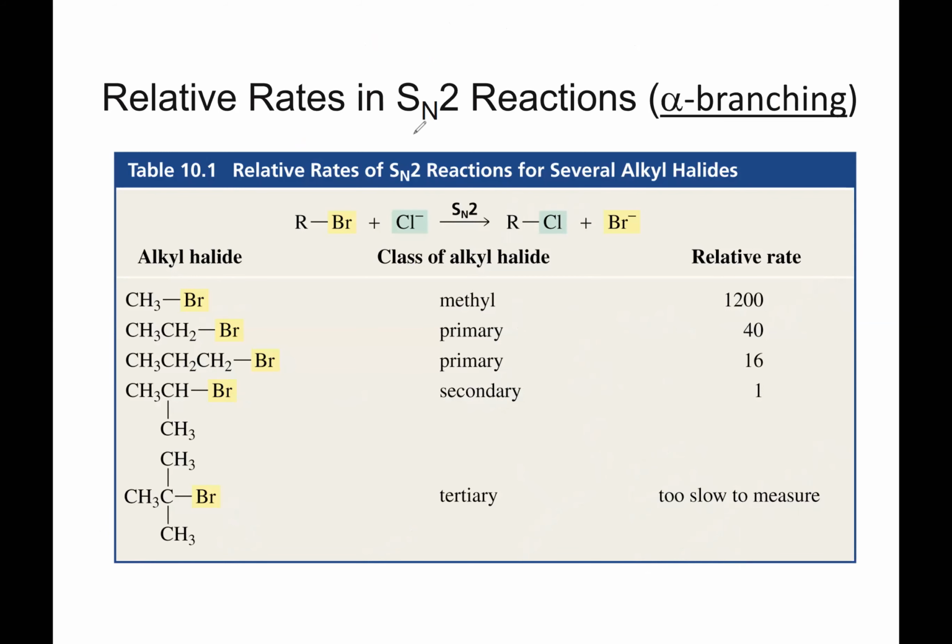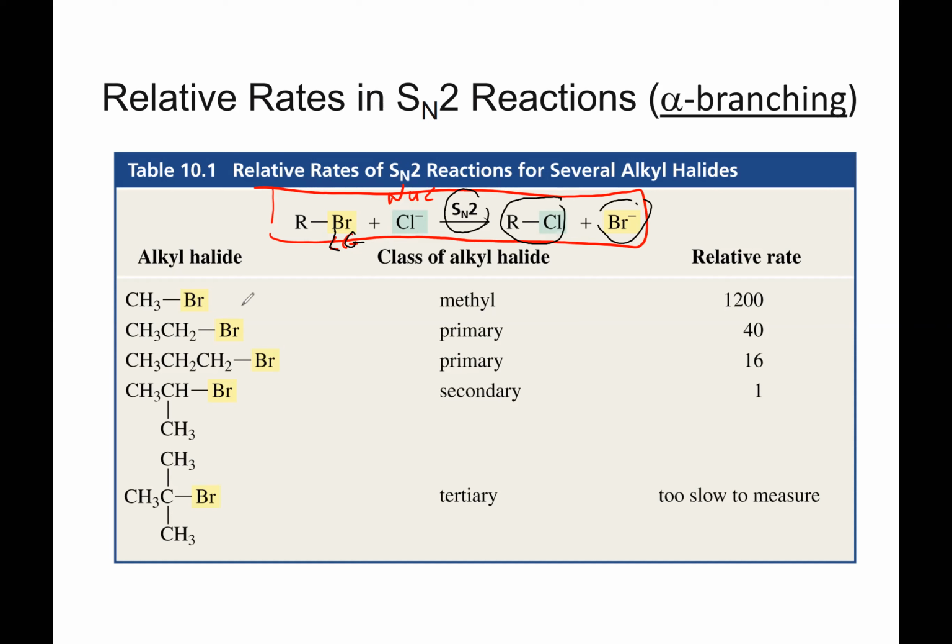Okay, so this is some data on an SN2 reaction. This is the reaction they studied. You see the leaving group is bromine, and the nucleophile is chloride, right? And the reaction is the chloride replaces the bromine and the bromine gets kicked out, so that's an SN2 reaction.